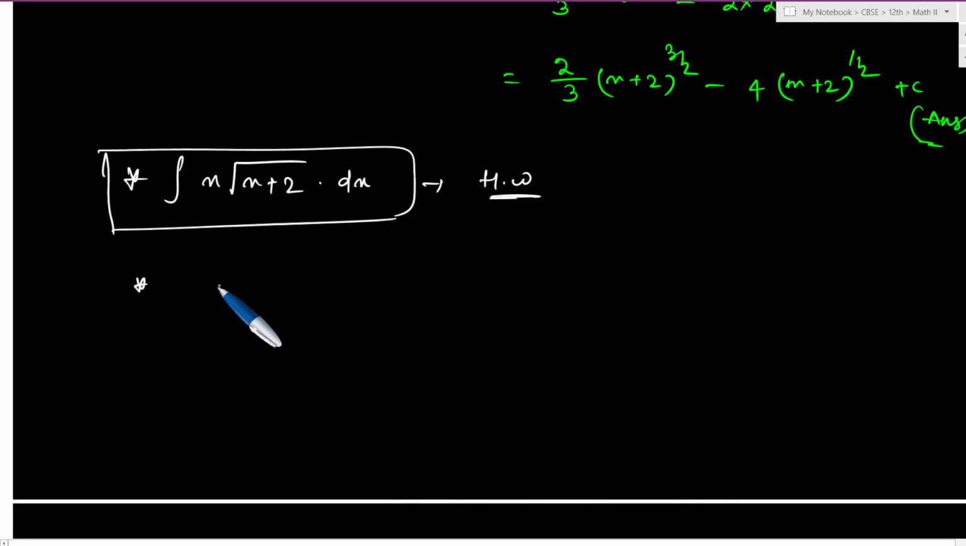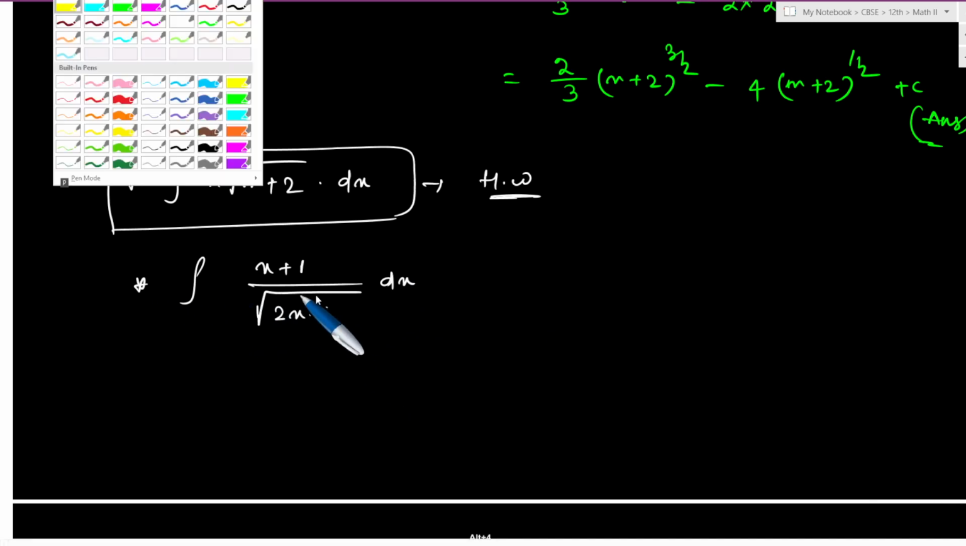Here is also another question. Integration of x plus 1 divided by 2x minus 1 to the power of root, dx. Okay, I'll solve this question. Okay, don't worry.